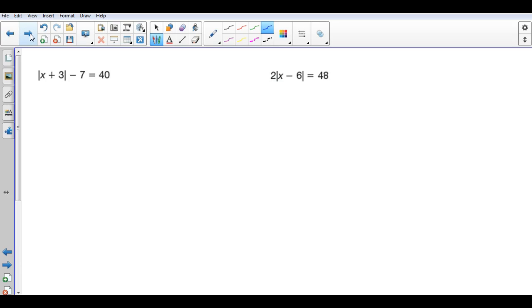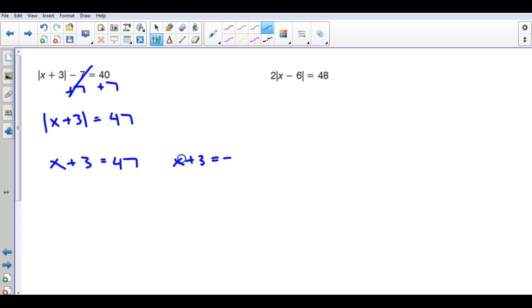And then these ones. Notice these are a little bit different because I have a little bit more going on on the left-hand side of these equations. So in this first example, what I'm going to have to do is add 7 first before I break up my absolute value. So now I'm going to bring this down. The absolute value of x plus 3 equals 47. And then I'm going to split this up into 2 equations. So x plus 3 equals 47, and x plus 3 equals negative 47. So we'll solve both of these.